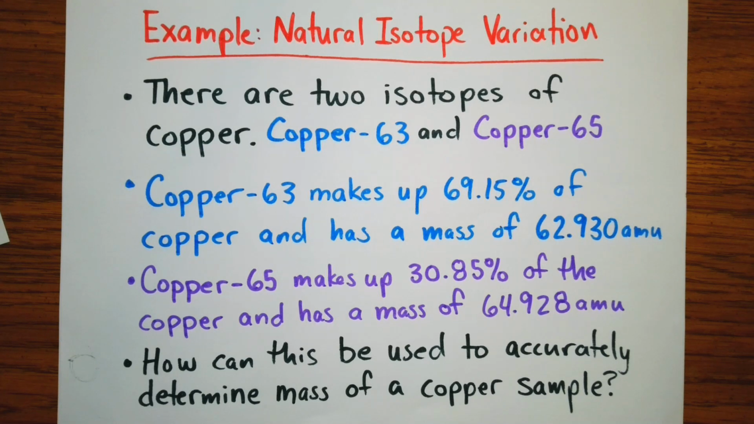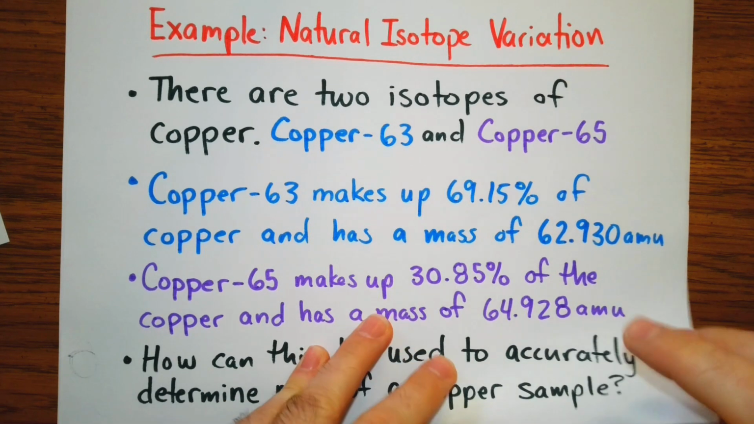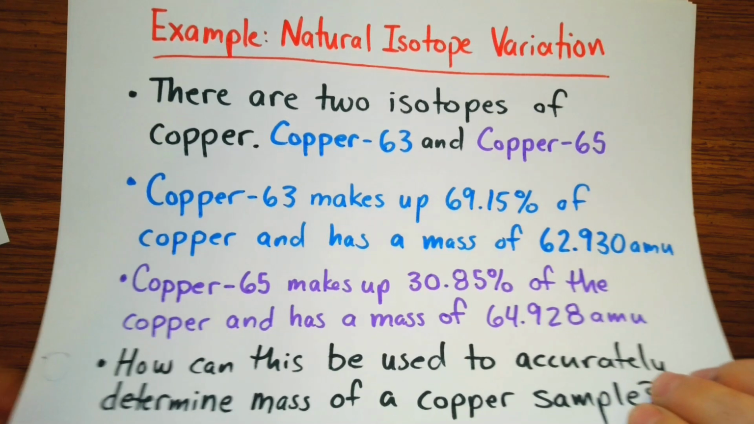There are two isotopes of copper, copper-63 and copper-65. Copper-63 makes up 69.15% of copper on Earth and has a mass of 62.930 atomic mass units. Copper-65 makes up 30.85% of the copper on Earth and has a mass of 64.928 atomic mass units. So now, how can this be used to accurately determine the mass of a copper sample? How can we calculate this average atomic mass?